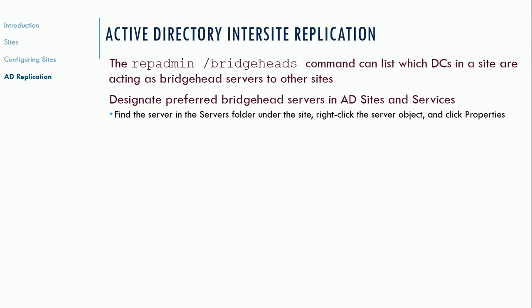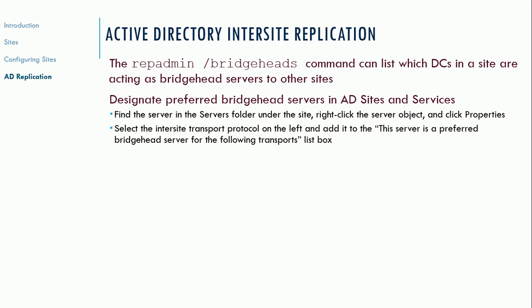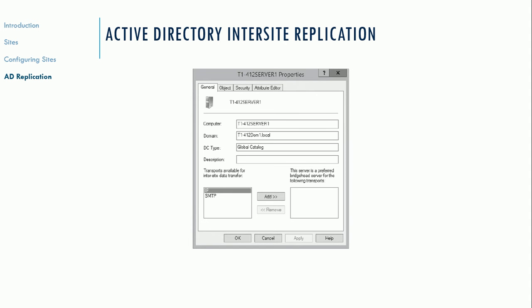But in any event, for the designated preferred bridgehead server in AD Sites and Services, you can find the server in the Servers folder under the site, then right-click on a server object and click Properties. Then you can select the inter-site transport protocol on the left and add the server to the preferred bridgehead server list box. And by the way, this is what the properties dialog box looks like.